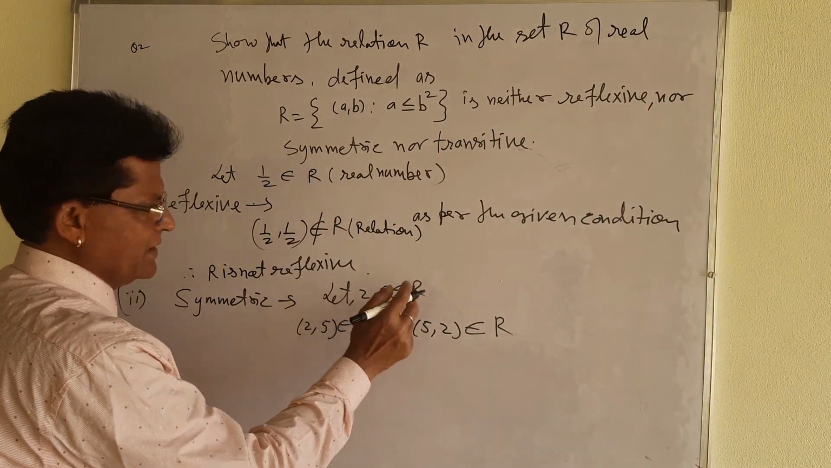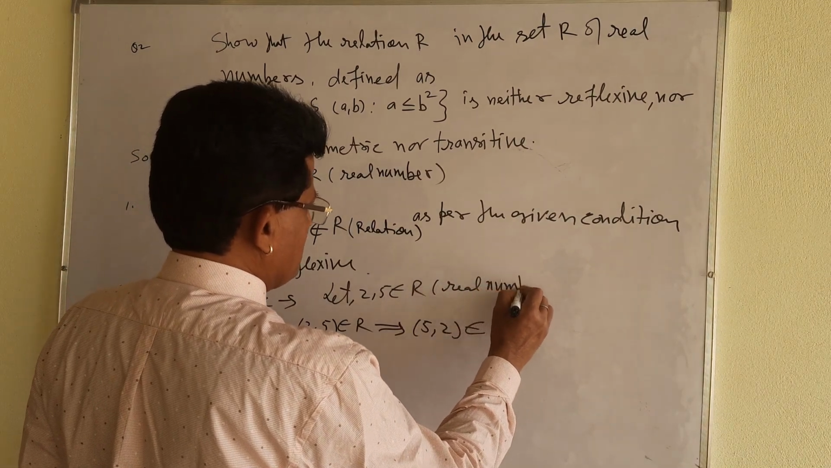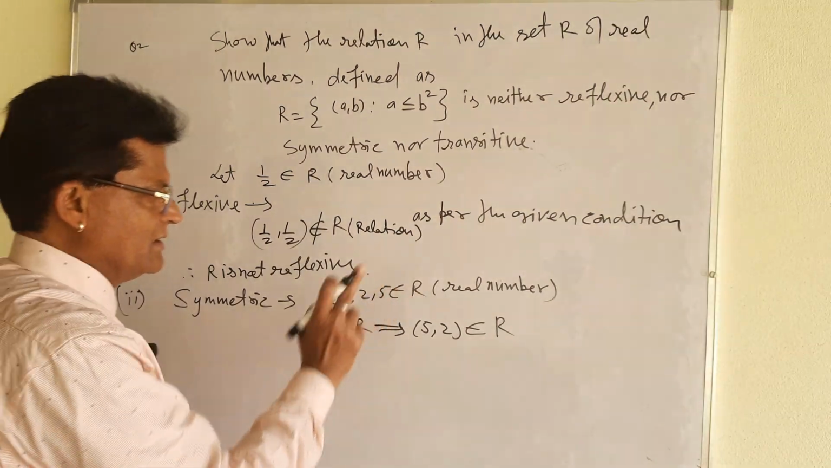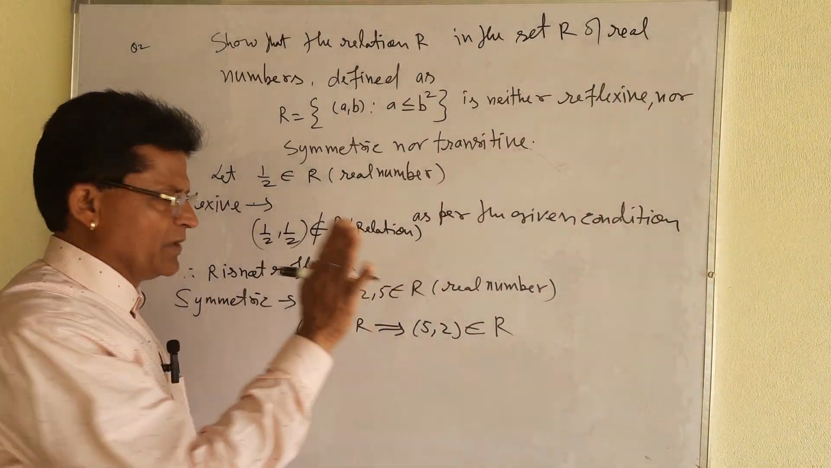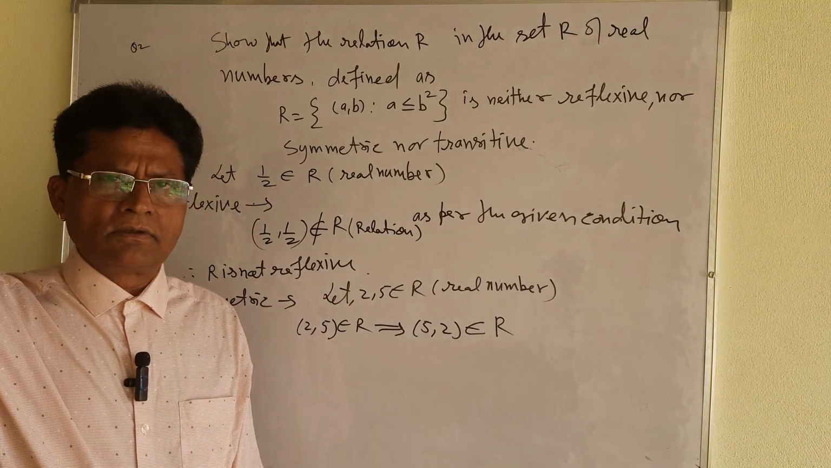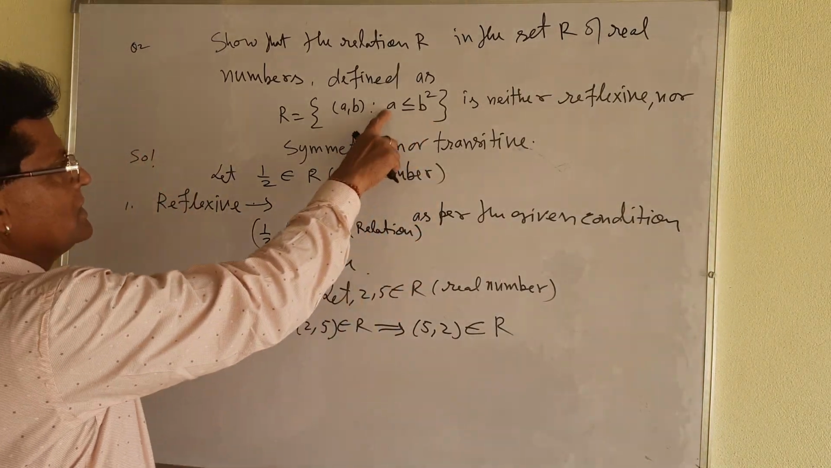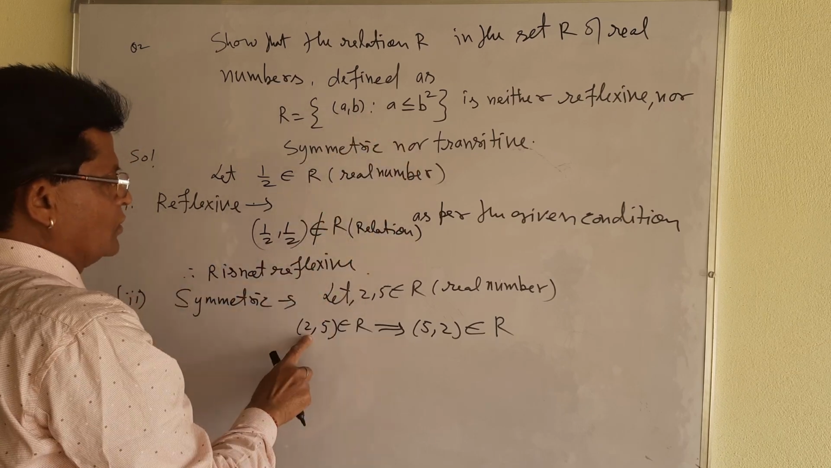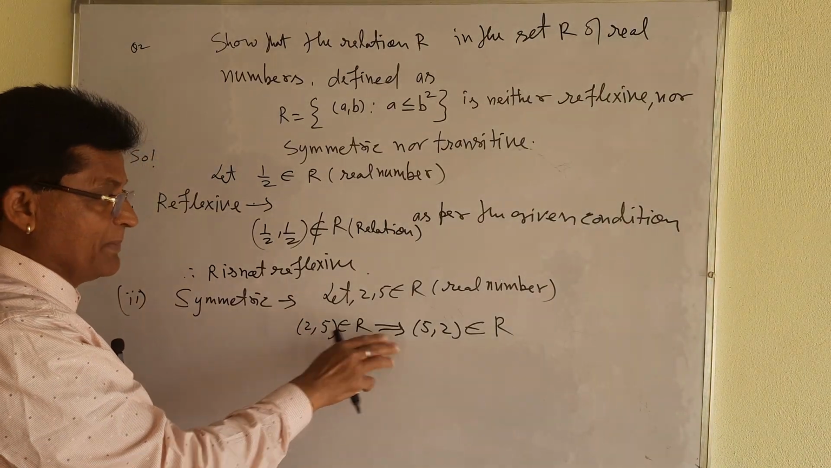R means set of real numbers. That is why there should not be any confusion. 2 and 5 we have taken in R. I told you that it is not essential that you take 2 and 5. You take any number and compare it as per the condition. You see, A is 2, B is 5, 2 is less than 5 square, means 25. Yes, it is correct.